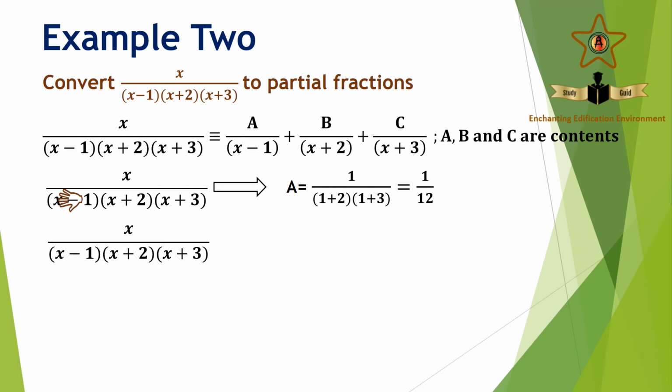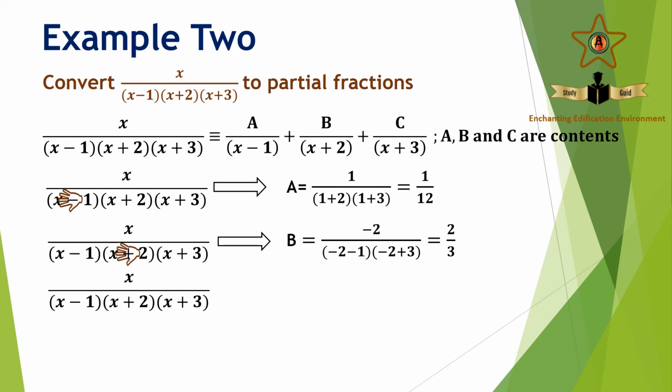Now we cover x + 2 and apply x = -2. Then we get b = -2 over (-2 - 1)(-2 + 3). -2 - 1 is -3. -2 + 3 is +1. So our denominator is going to be -3. So -2 divided by -3 is 2 over 3. Now we cover x + 3 and use x = -3, which yields -3 over (-3 - 1)(-3 + 2), that is -3 over 4.